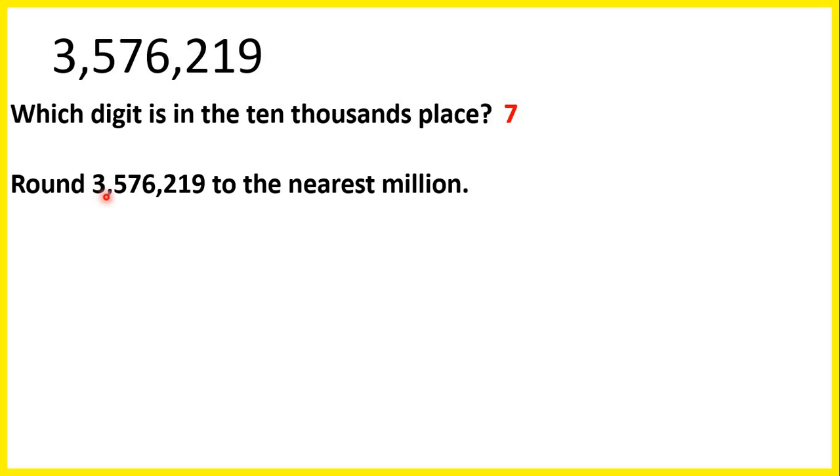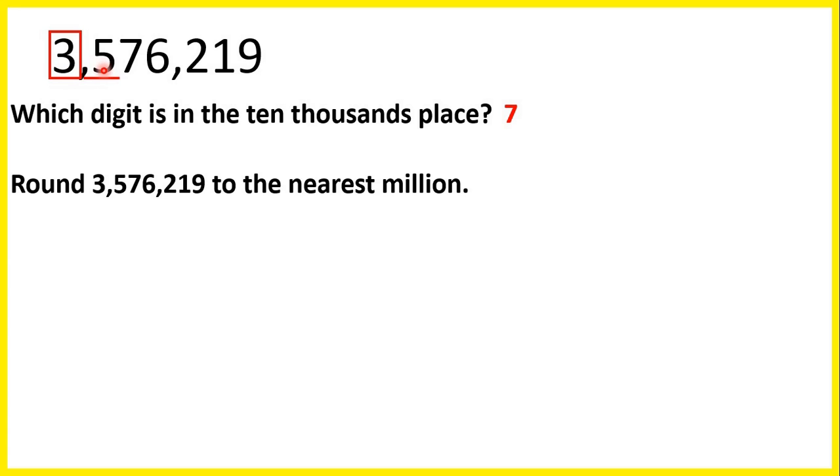Now round 3,576,219 to the nearest million. So we can find the millions digit, which is the first digit in a 7-digit number, or the digit that comes before the first comma. So we find our millions digit, and then to decide whether we need to round up or down, we look at the digit to the right.